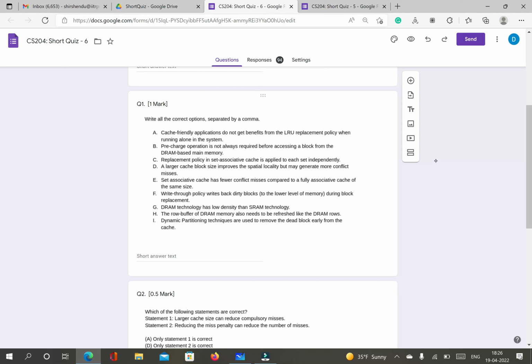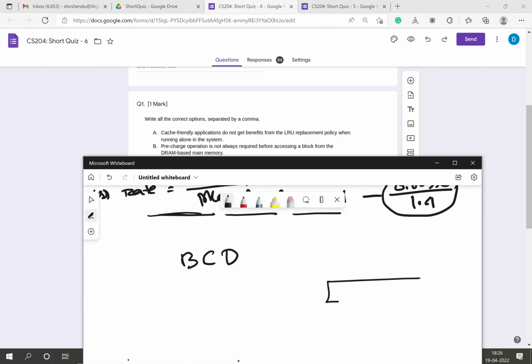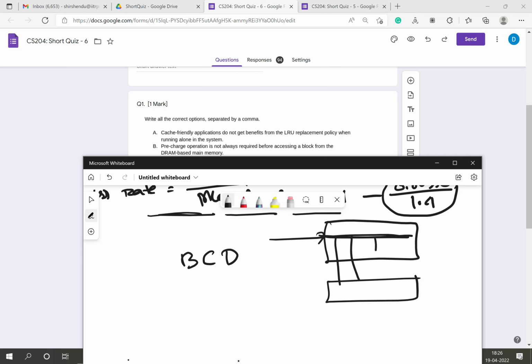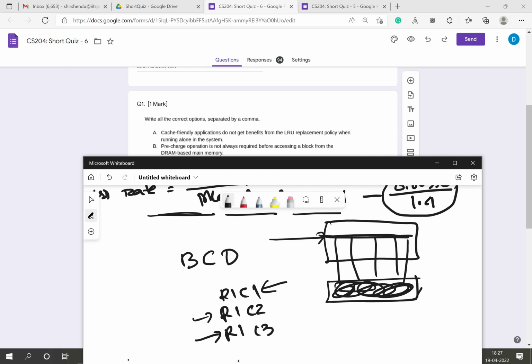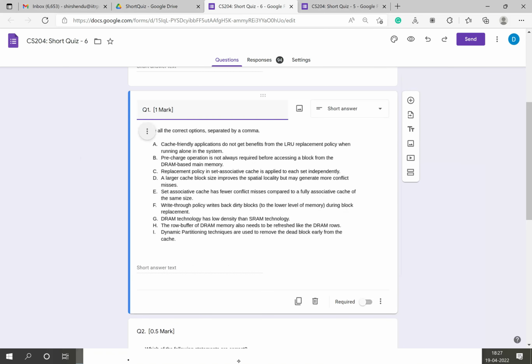B: Pre-charge operation is not always required before accessing a block from the DRAM-based main memory. That is correct. Why? Because this is your DRAM structure, and if you activate this row, your data is available in the row buffer. If you want to read multiple columns from this row, all will hit in the row buffer. Suppose you read row 1 column 1, column 2, column 3: you need no pre-charge and no activation for the last two, because the first is a miss and the next two are hits in the row buffer. So B is correct.